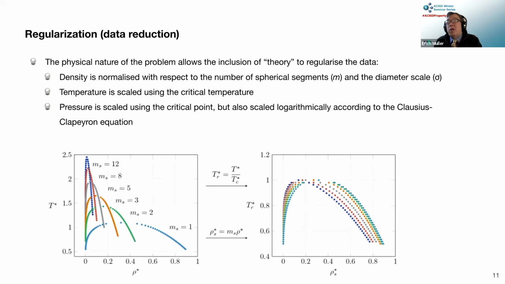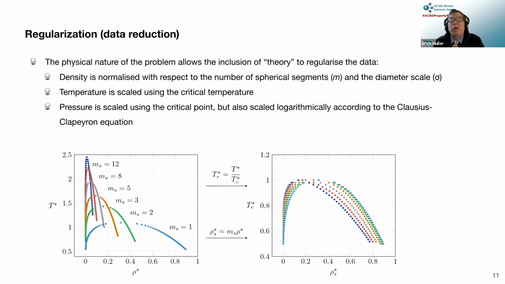Another thing that's interesting in this type of problem is that data reduction can be performed. We can regularize data, and for that we can actually use the physical nature of the problem to include as much theory as we can into the problem to make it simpler. This slide probably explains it in the best way possible.